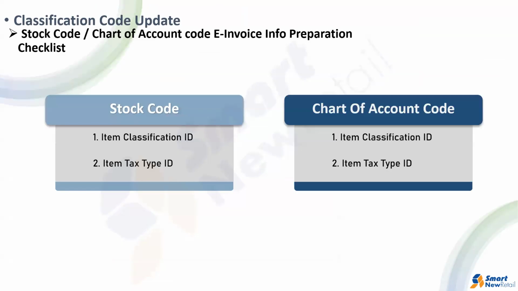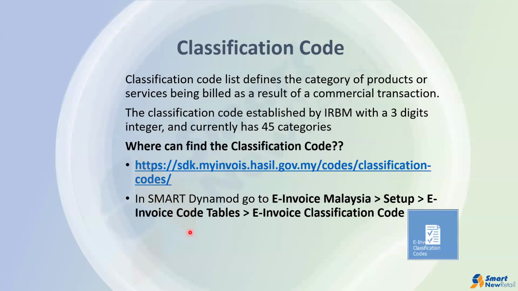For item, we have item classification ID and item tax ID. Your chart of account also has the same thing, item classification ID or item tax ID. So how do you set it? Before that, what is a classification code? A classification code defines the category of the product or service you buy, bill or sell to customers.